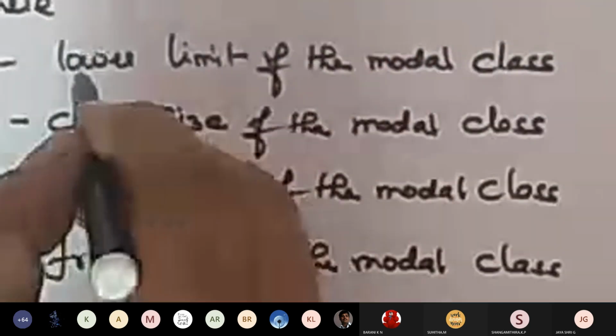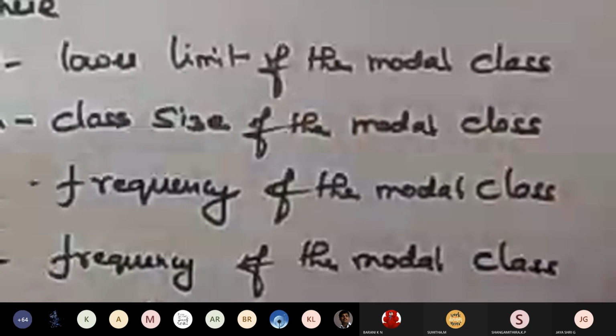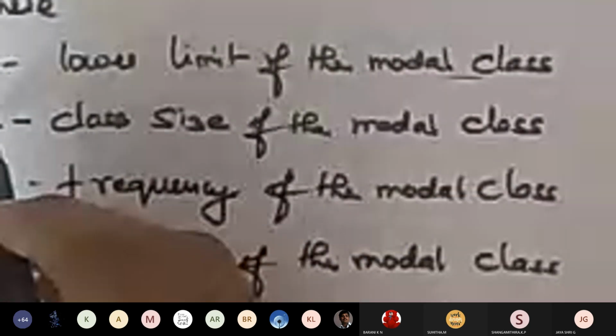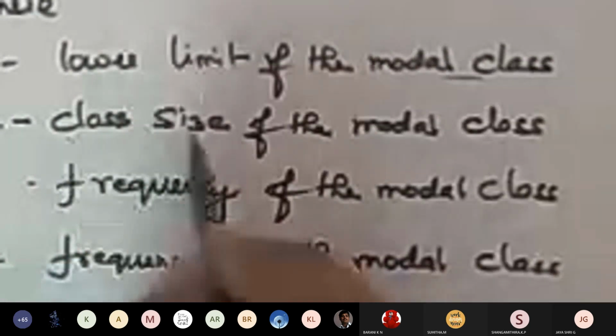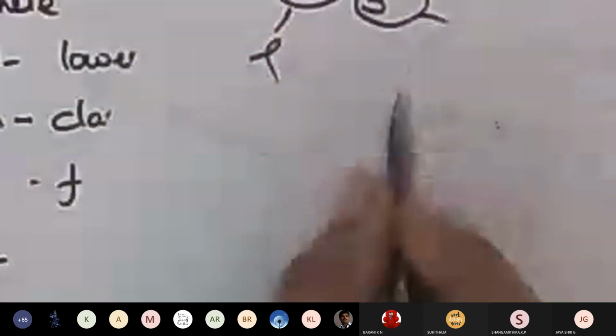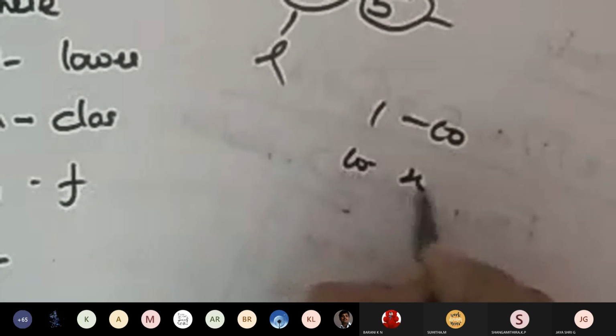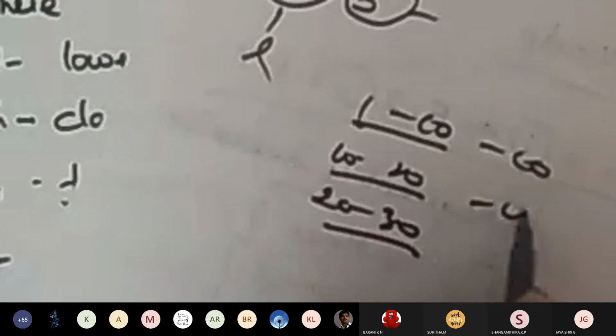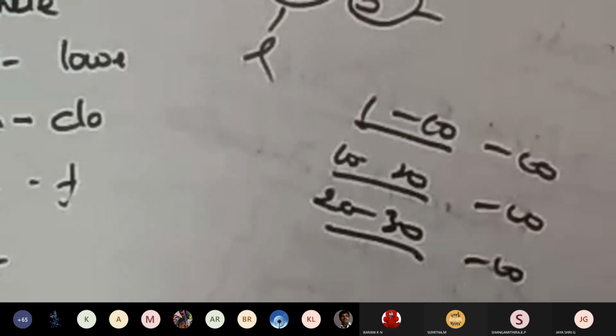What is meant by L? Lower limit of the modal class. Suppose a class interval is given like 1 to 5. This is the lower limit and this is the upper limit. L is the lower limit of the modal class, so we have to find the modal class first. H is the class size of the modal class. Class size means, see, 1 to 10, 10 to 20, 20 to 30. Each class size is 10.